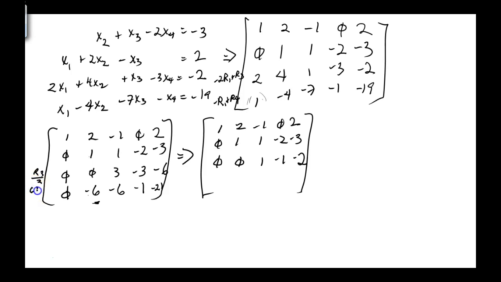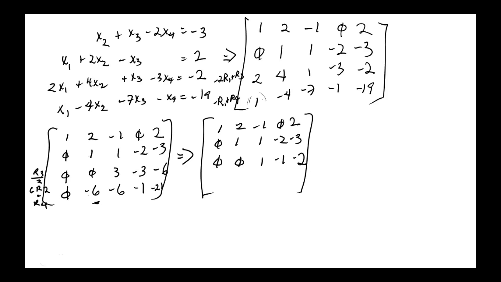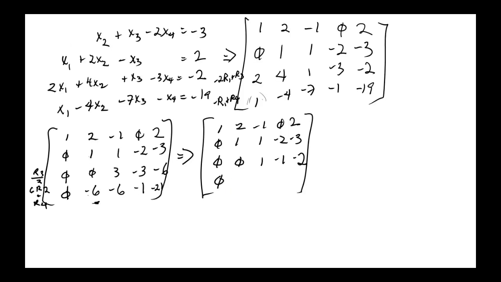Six times row 2 added to row 4, right? Okay? 6 times row 2 added to row 4. Well, 6 times 0 is 0 plus 0 is 0. That stays good. We don't want that to change. Okay? 6 times 1 is 6 minus 6 is 0. That's what we wanted. So proceed from here.